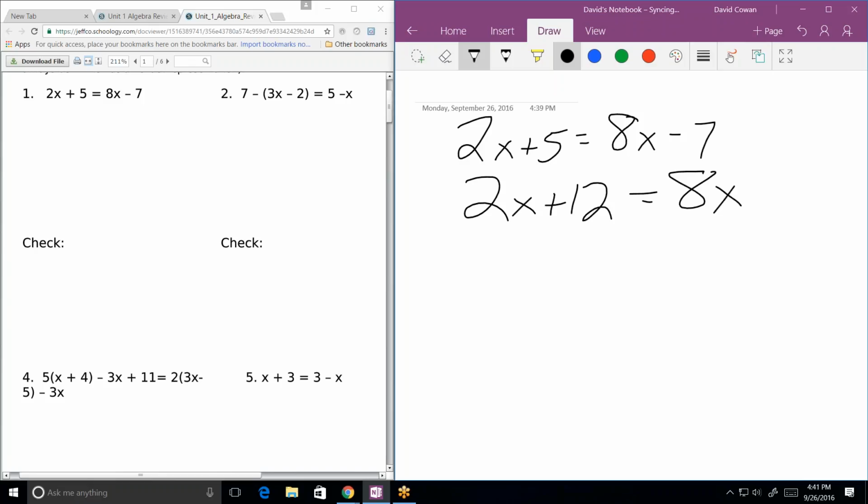Then you would subtract 2x from both sides. What's the next line? Always read me the next line. So it would be 12 equals 6x. And the next line? And then it would be x equals 2. Correct.